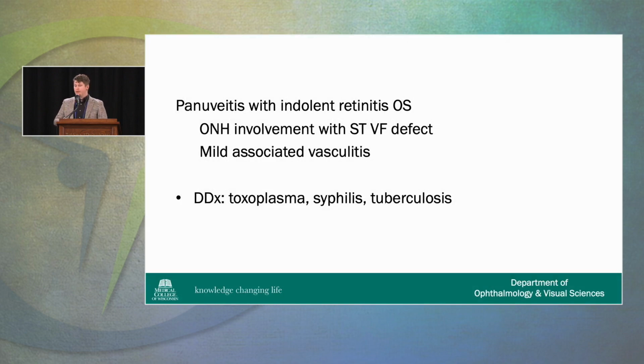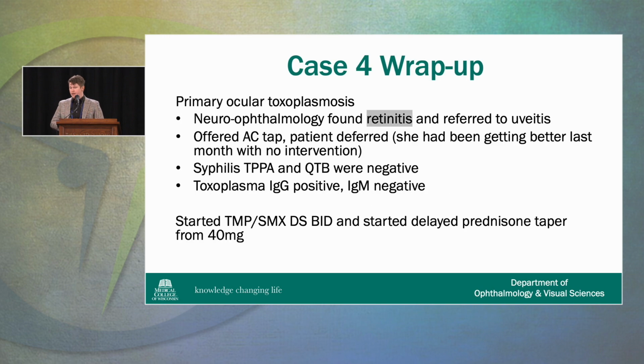So again, we have panuveitis with indolent retinitis of the left eye, optic nerve head involvement with a visual field defect, mild associated vasculitis, and a similar differential to what we've been talking about. So we decided that this one was primary ocular toxoplasmosis. Neuro-ophthalmology found that retinitis. I offered her an AC tap. She didn't want it. She was toxo IgG positive. The rest of her workup was negative. We started some TMP-SMX double strength, and we gave her a prednisone taper. She ended up doing much better.